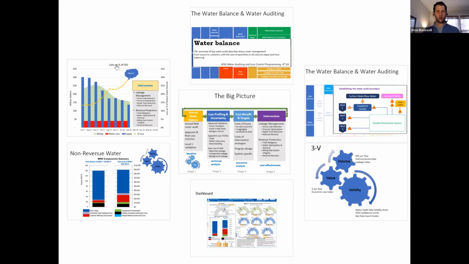Our non-revenue water, if you guys remember, is made up by our unbilled authorized consumption. So whether that is metered or unmetered, it's unbilled, but it's authorized. Our apparent losses and our real losses, making up our non-revenue water.